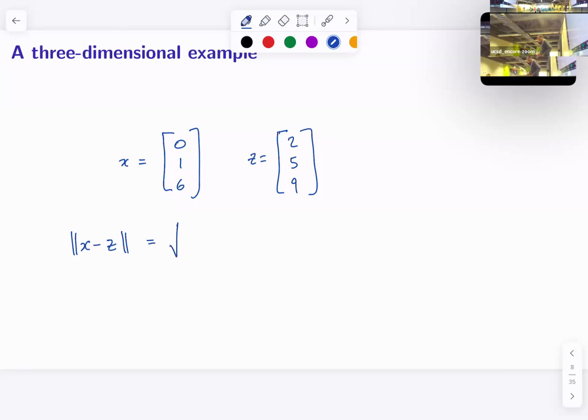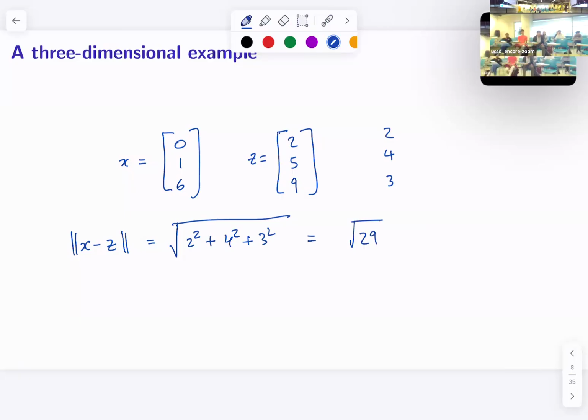So we'll do again the square root. And now for each coordinate, we look at the difference along that coordinate. So in this case, there's a 2. What's the next one? 4, and then 3. Okay, so we take the square root of 2 squared plus 4 squared plus 3 squared. That's the square root of 29. Any objections to this? Okay, this is probably correct then. So that's how we would do distance in 3D.